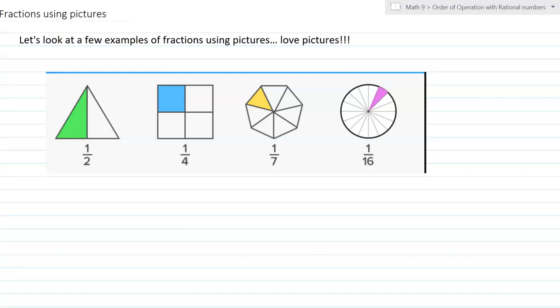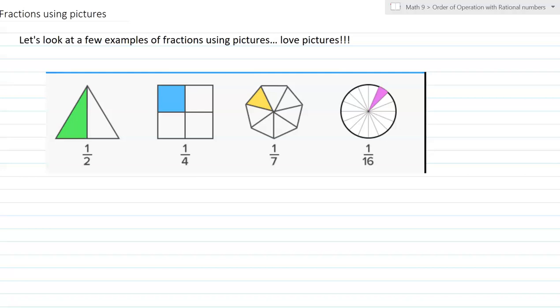All right, so for this section, we're going to continue working with fractions, and this time we are going to use pictures to discuss fractions, okay? And I've got 4 different shapes here. By the way, these shapes are all over the internet. You can actually use them and go through them. I use this sample. There are 4 different shapes, and each one represents different fractions.